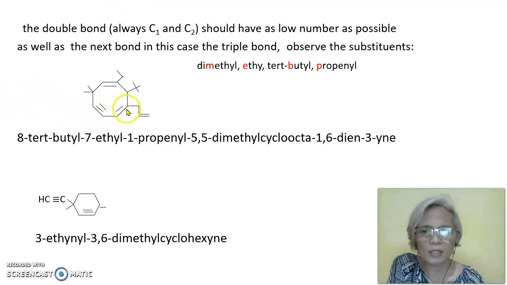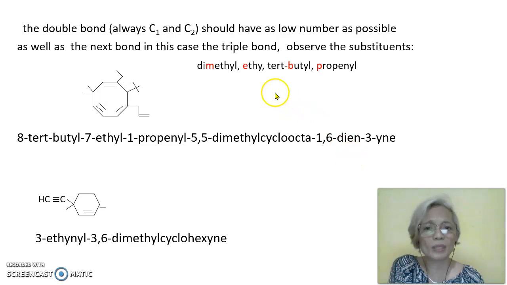So this is carbon number 1, 2, and 3. We have 8 carbons, so this is cyclooctane. Since there are 2 double bonds, we have 1,6-diene. The double bonds are at carbons 1 and 6. The triple bond is at carbon number 3.